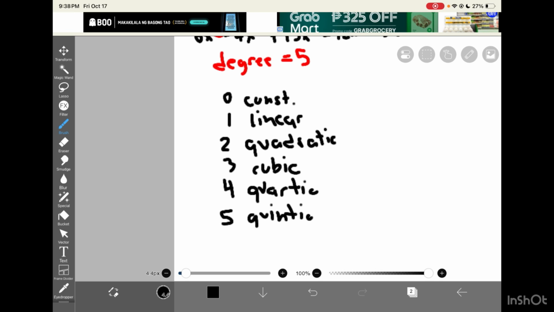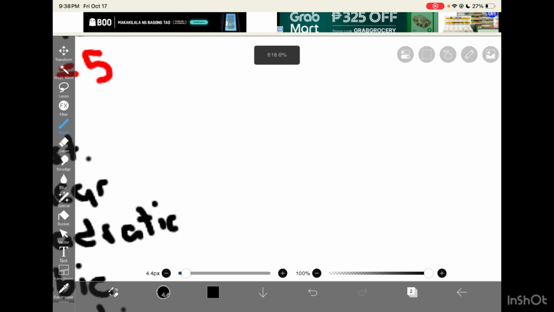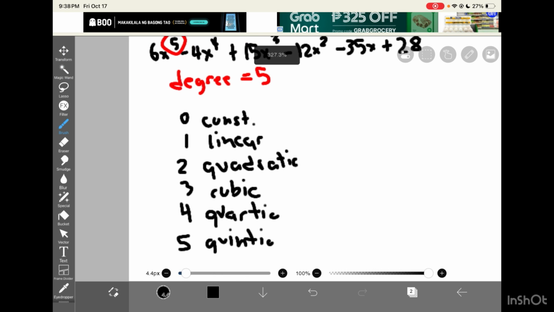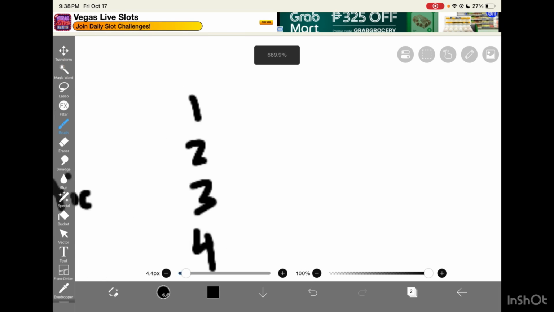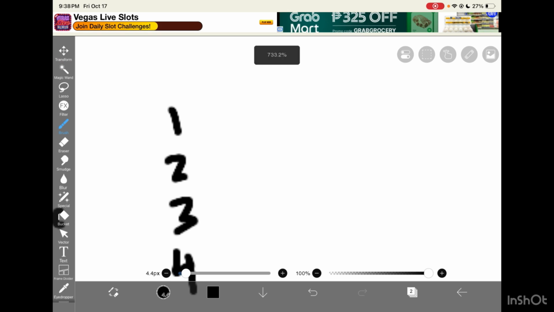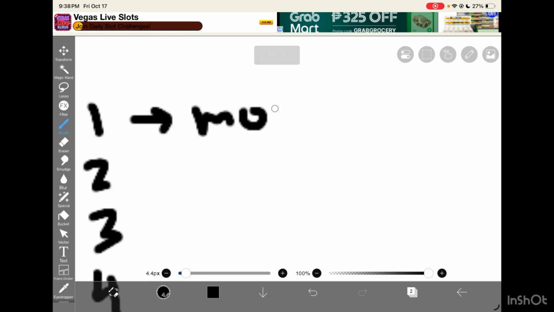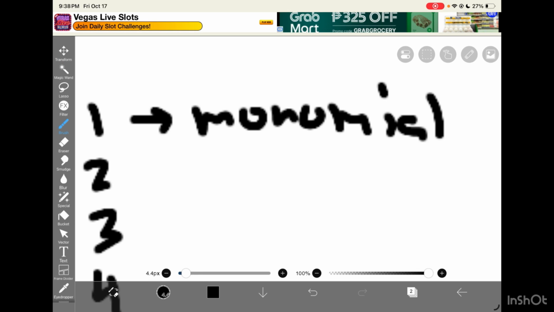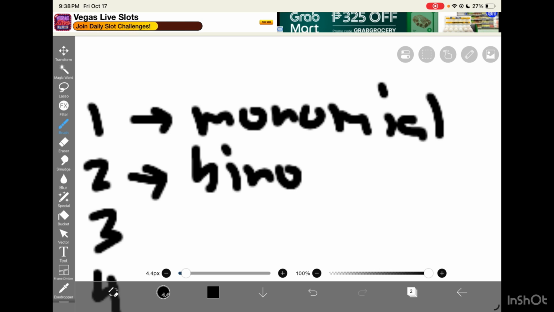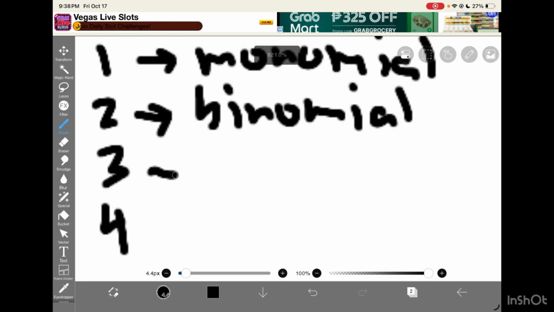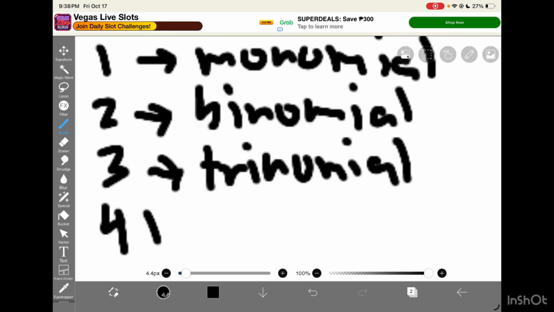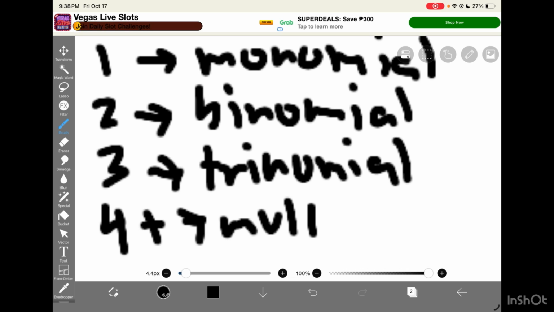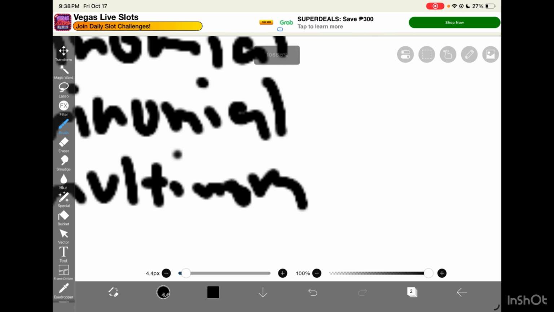Yeah, this is the most you'll need. And lastly, how do you call a polynomial based on how many terms? So we have 1, 2, 3, 4. Number 1 is a monomial, number 2 is a binomial, number 3 is a trinomial, and lastly 4 plus is a multinomial. Once again, it's pretty self-explanatory.